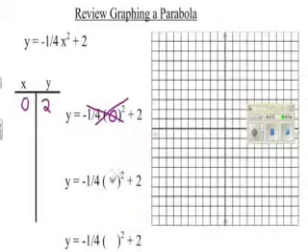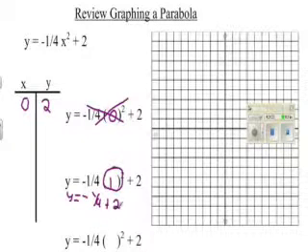And then let's try 1. Now y equals negative 1/4 of 1 squared. But 1 squared is just 1. So this is just 1. 1 times a fourth is negative 1/4 here. Plus 2. So then for x equals 1, we get y equals, if you have 2 and take away a fourth, this is 8/4. Take away 1/4. That's 7/4. A little less than 2.